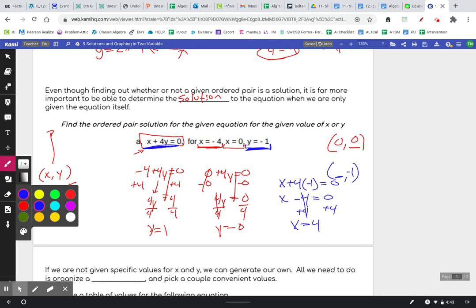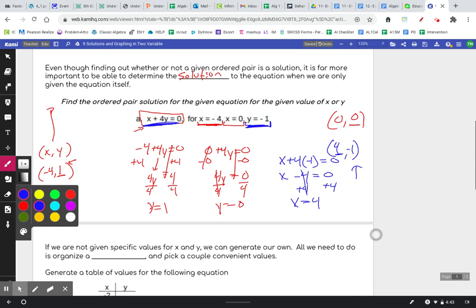So what does that mean? That means that the solution would be 4 comma -1. I took the information that was given. It gave me the y. It asked me to find the ordered pair solution. It already told me half. I found the other half. That solution is 4, -1. That point would fall on that line.